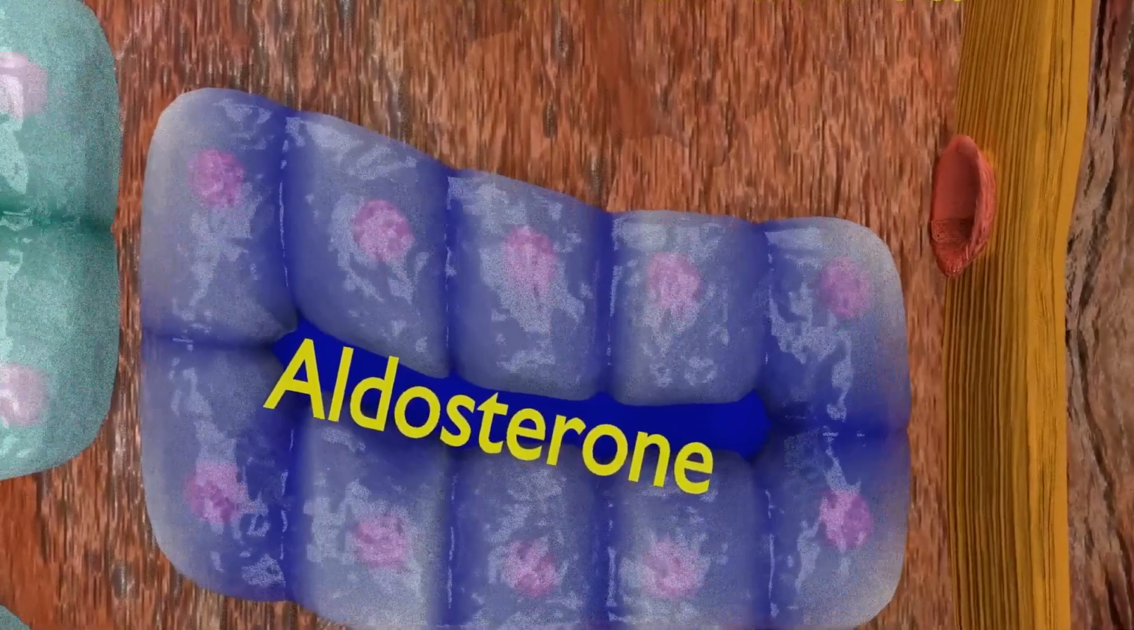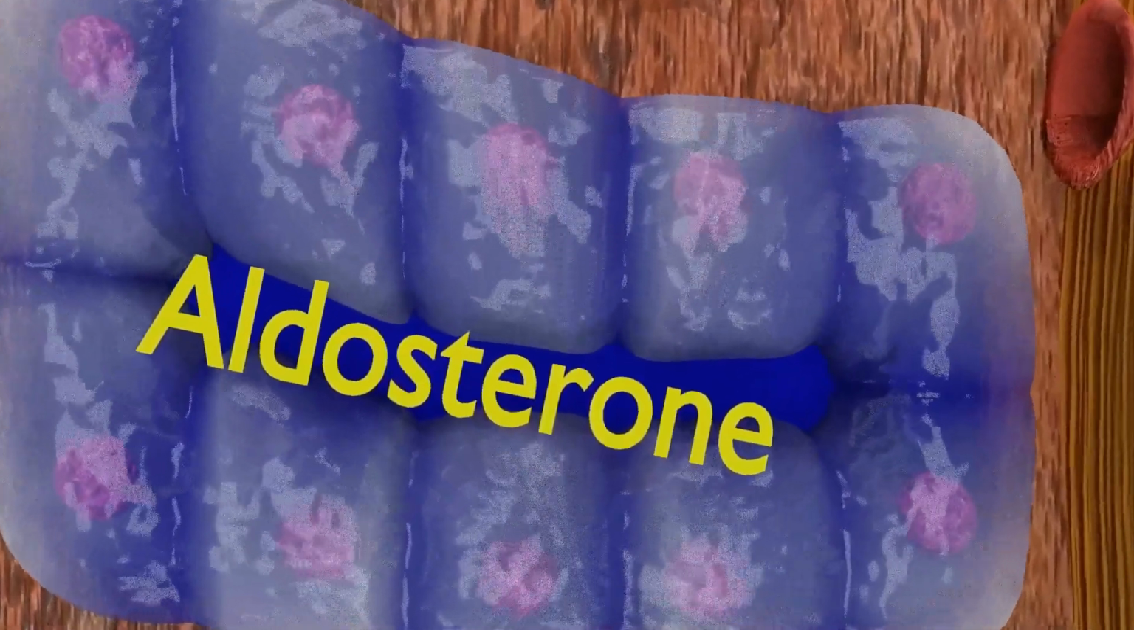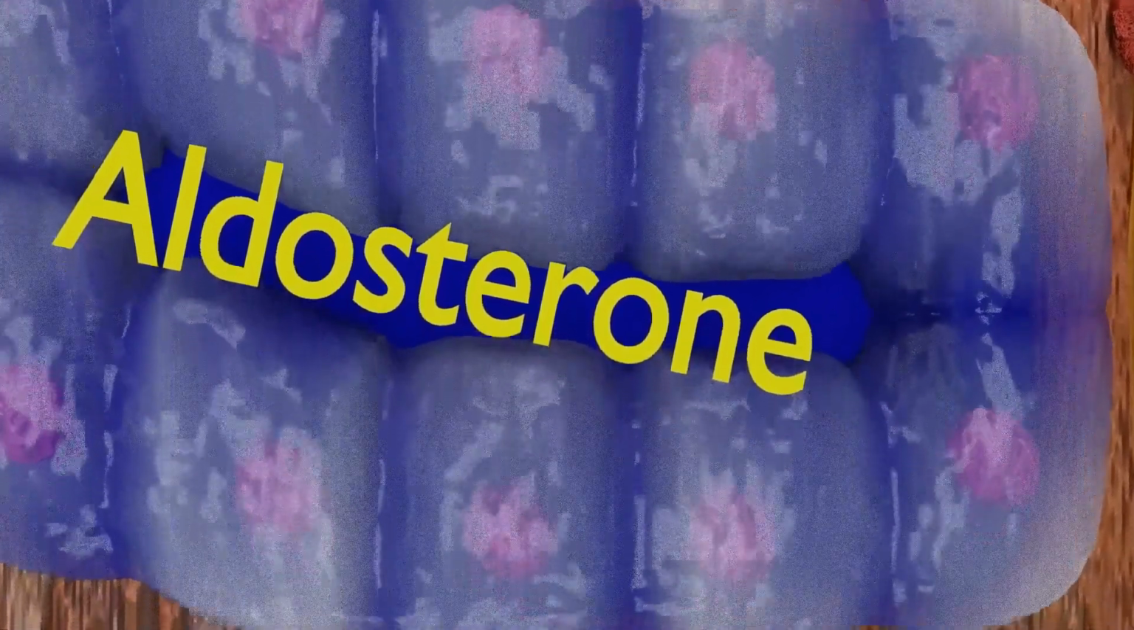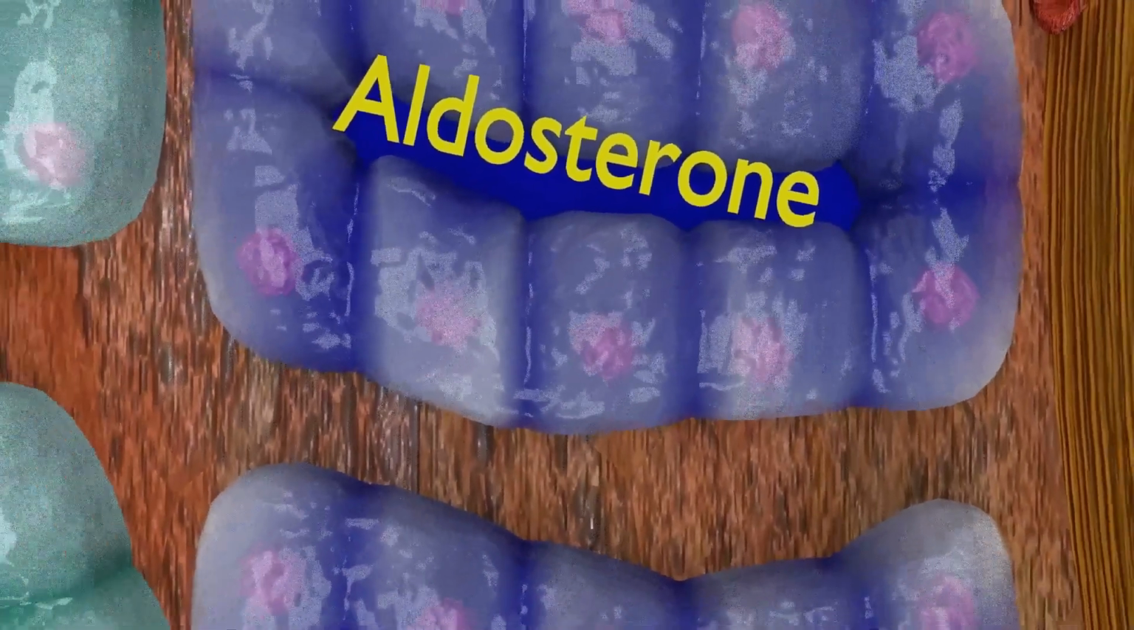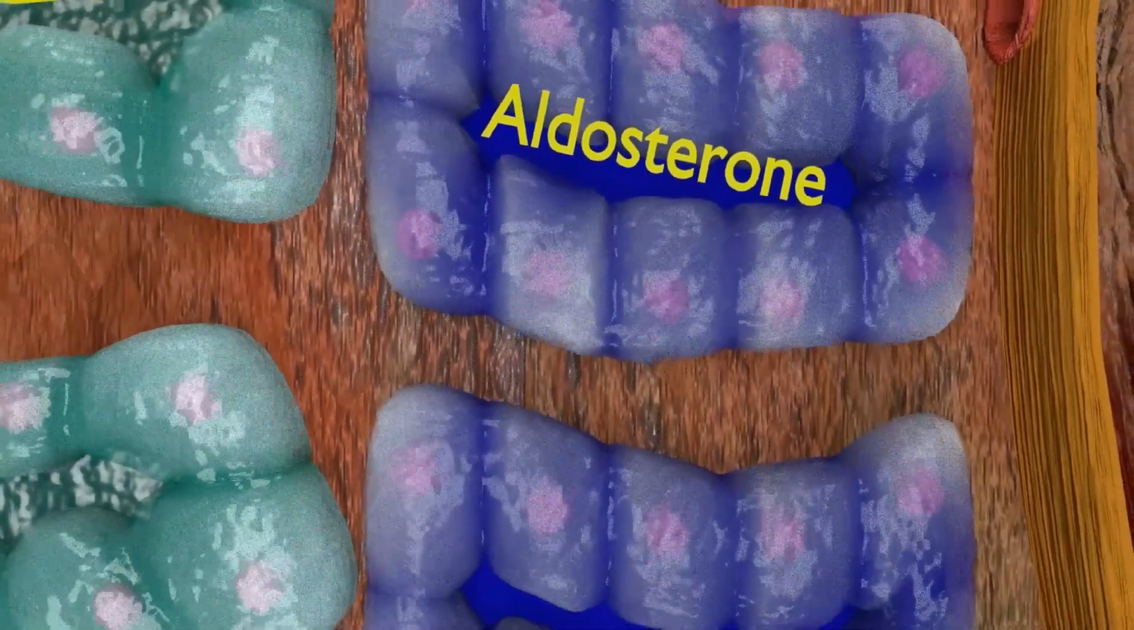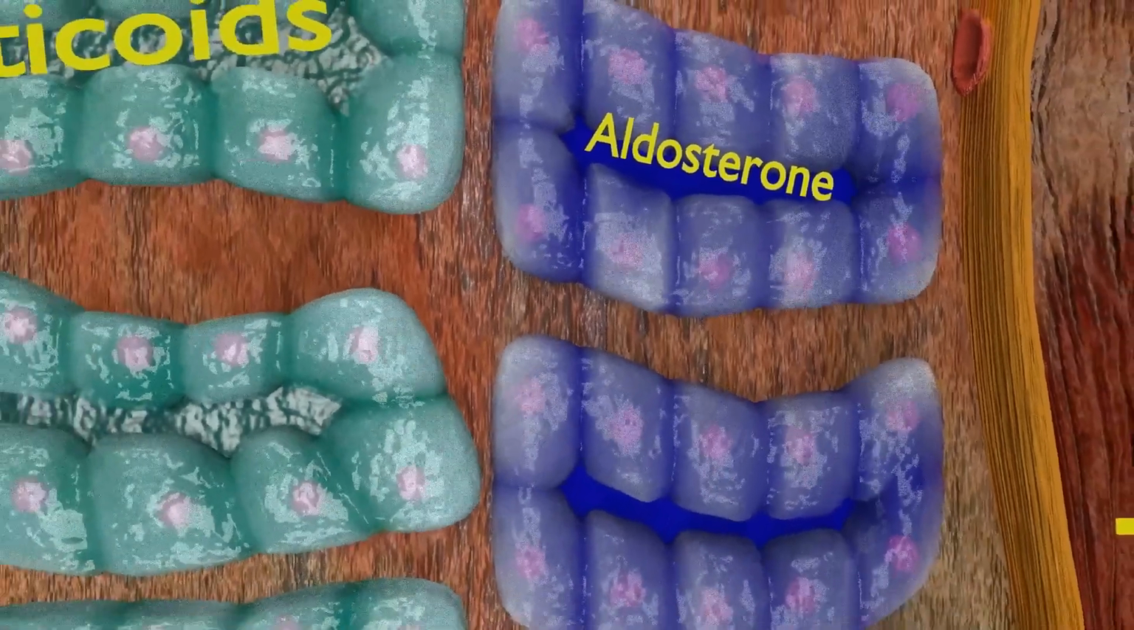Aldosterone regulates the body's salt balance and blood volume, thus playing an important role in the long-term regulation of blood pressure.